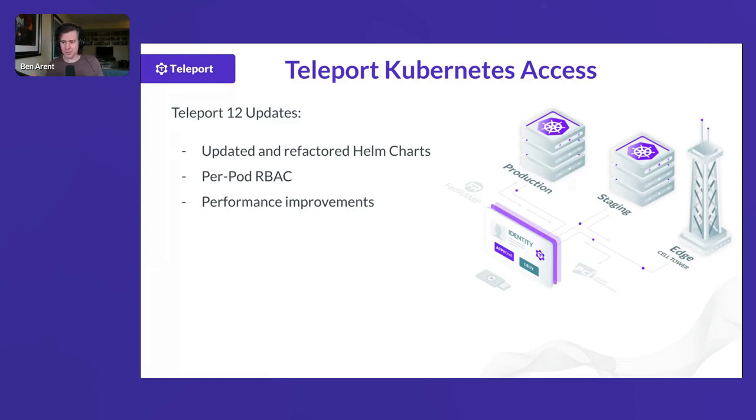Another addition, Teleport 12: we've made some great additions to our Kubernetes access platform. We've updated and refactored our Helm charts, which has also split out how we deal with the auth and proxy. I'd highly recommend checking that out if you have previously upgraded. There's documentation. One thing I'm going to focus on, which is a new addition in Teleport 12, is per-pod RBAC. This is super exciting, and this makes dealing with RBAC much easier than linking to Teleport roles. And then we also have a lot of performance improvements.